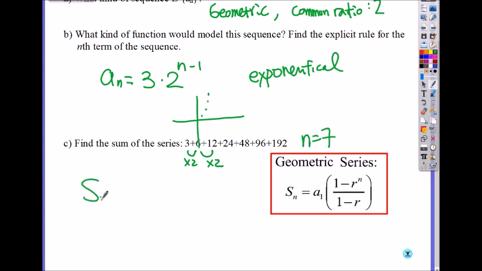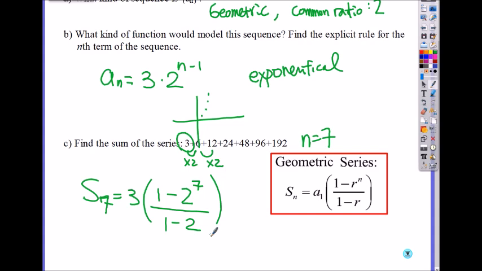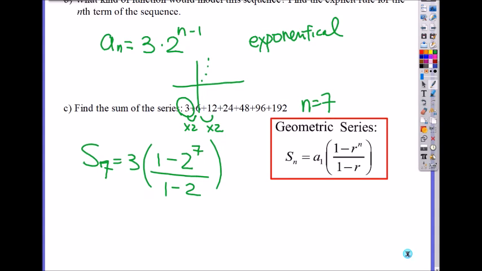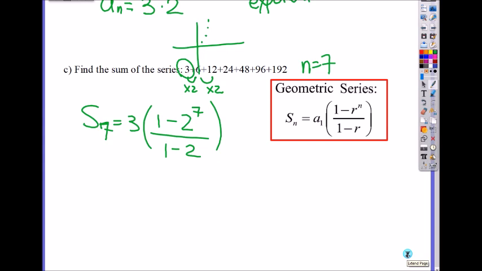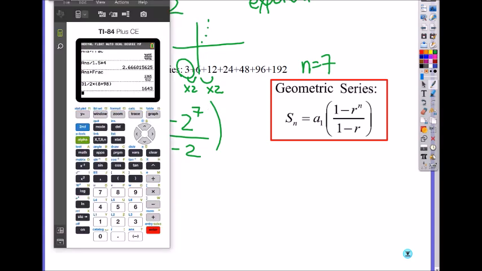So how do you find the series of 7 terms? It equals the first term, a1, 3 times 1 minus, what's the ratio? 2. What's the n? 7. Divided by 1 minus 2. So finish it one step at a time. So it's 3 times, what's 1 minus 2 to the 7th?